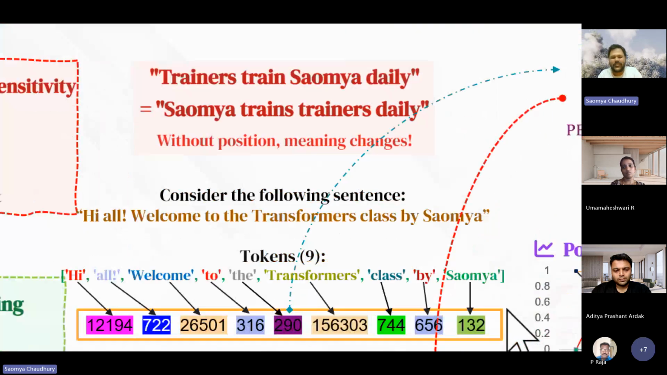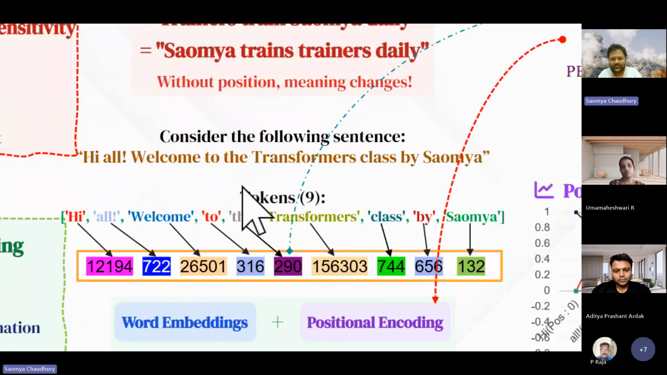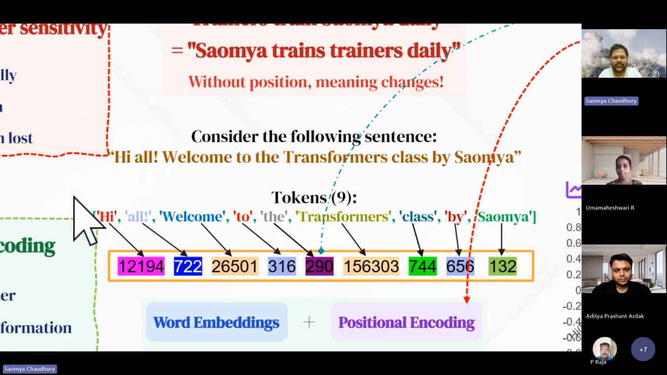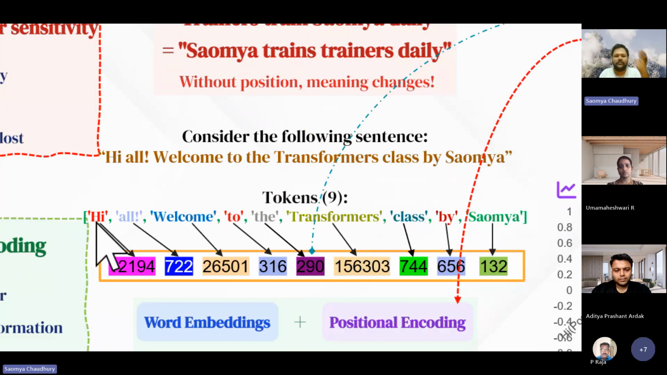So by the way, just to add up here, I have a few tokens here. I told you about tokens a while ago. Just here: hi all, welcome to the Transformers class by Saomya. It's a particular sentence, and obviously you are breaking it into words. Now if you can see, each of the words is this number.